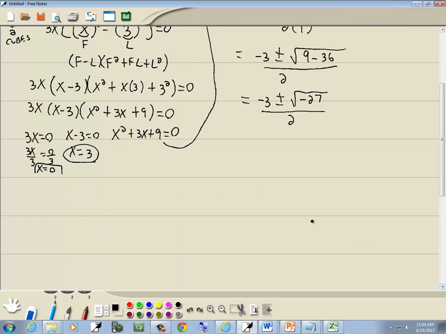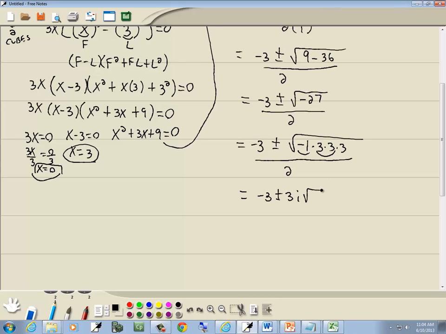Whenever you can simplify your radicals, you should before you go on. Negative 27 is negative 1 times 3 times 3 times 3. Now remember, with the square root, we're looking for a pair of somethings. Here's a pair of 3s, so those are going to come out as a single 3. And this negative 1 will come out as an i.